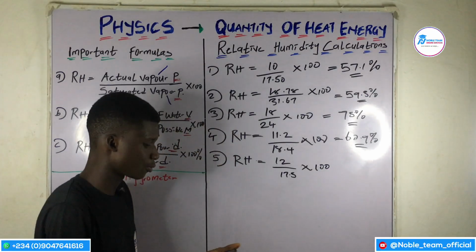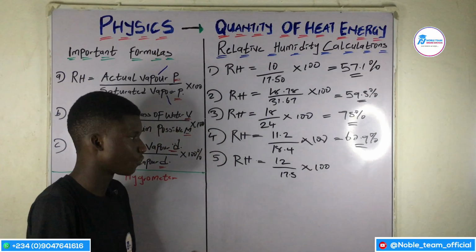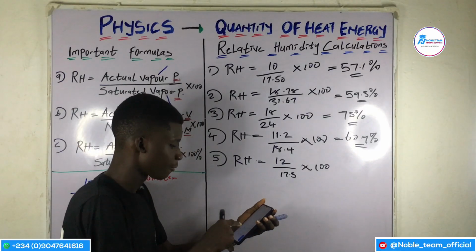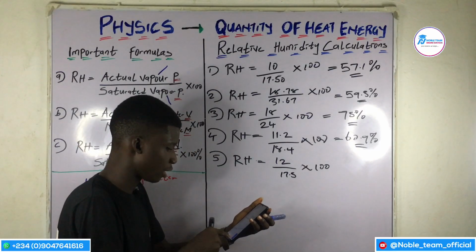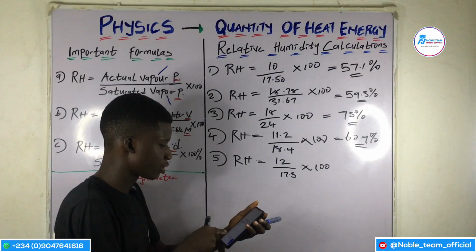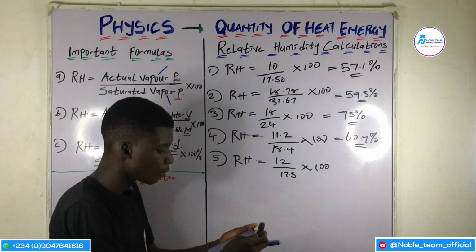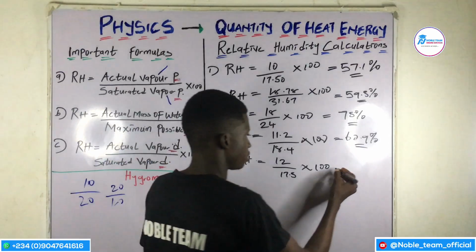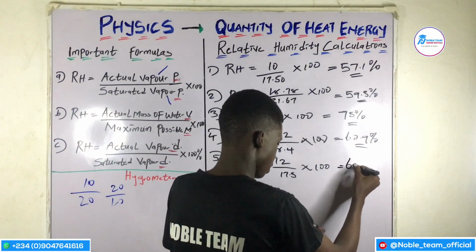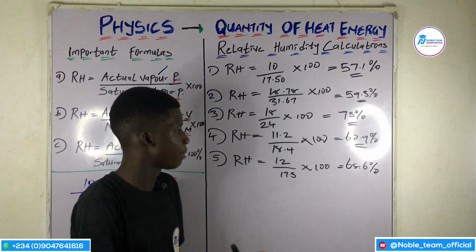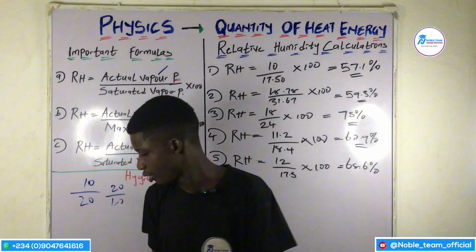Now let's solve something. I want you to understand this trick better. For some of us that don't understand, let me explain it. Now 12 divided by 17.5 times 100 is giving us 68.6%.